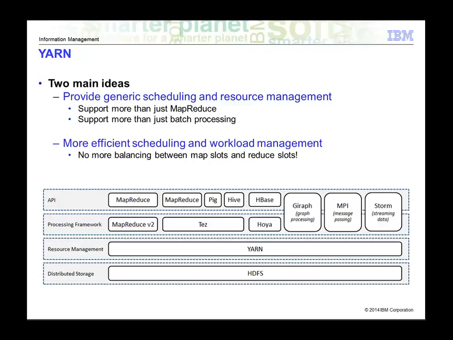With MapReduce version 1, the administrator had to define how many map slots and how many reduce slots there were on each node. Since the hardware capabilities for each node in a Hadoop cluster can vary for performance reasons, you might want to limit the number of tasks on certain nodes. With Yarn, this is no longer required.